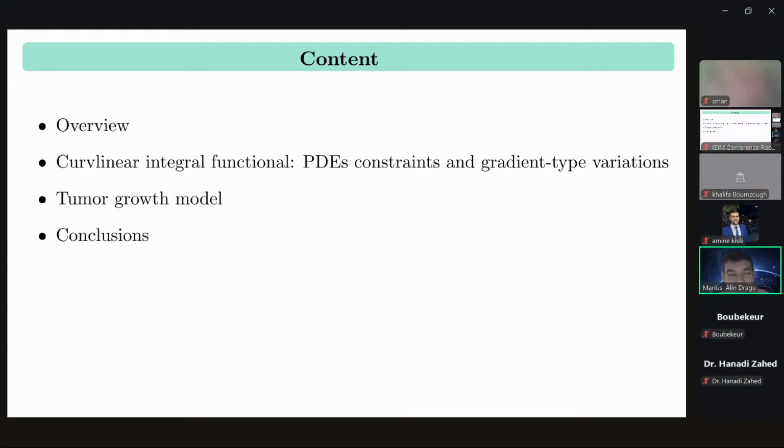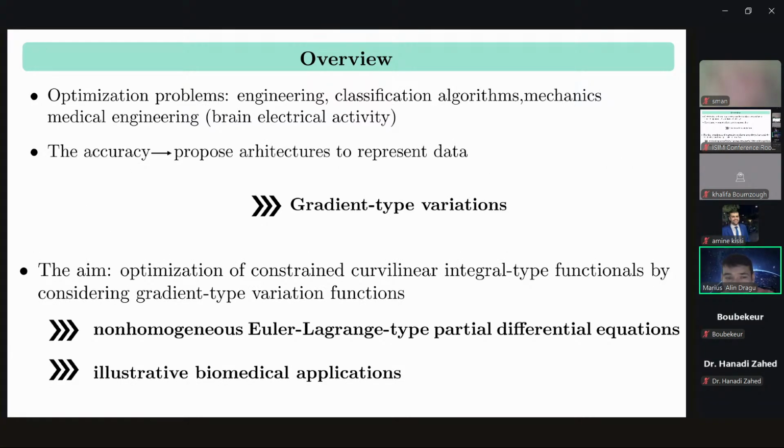Next, I will run through the optimization of a curvilinear integral functional with gradient type variations. I will specify that we highlight the theoretical findings by real-life application, for example, tumor growth model. And finally, conclusions. Optimization problems are widely used in engineering, in classification, in mechanics, or in medical engineering.